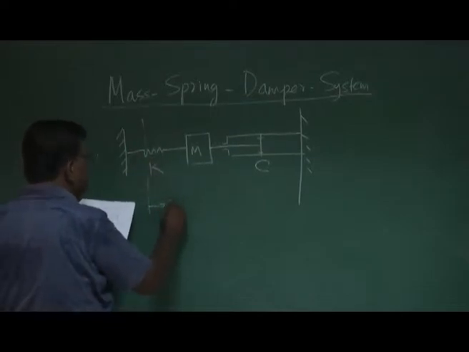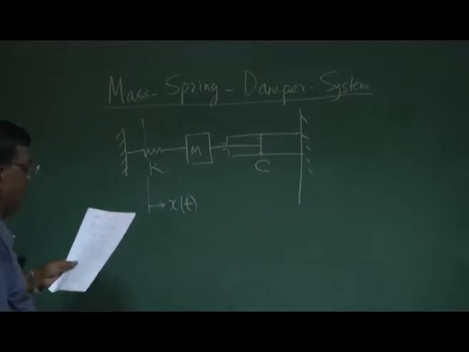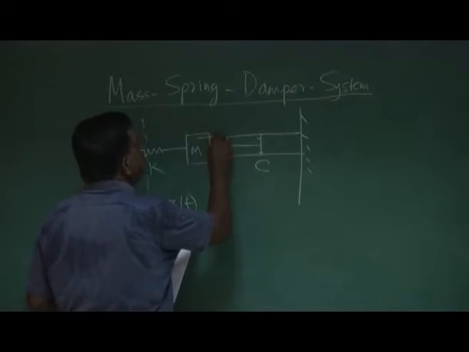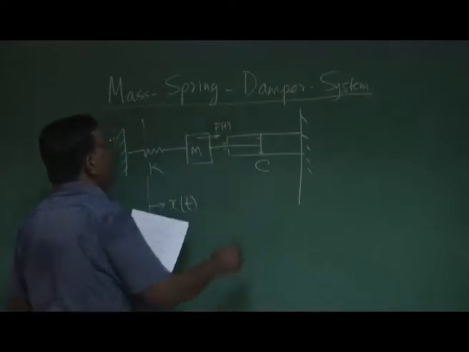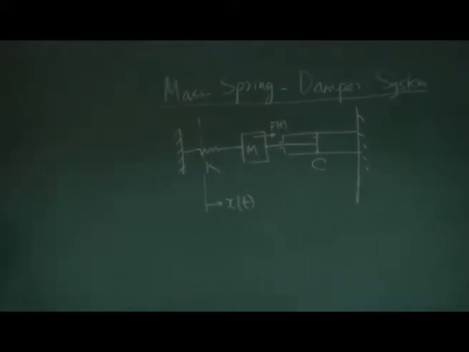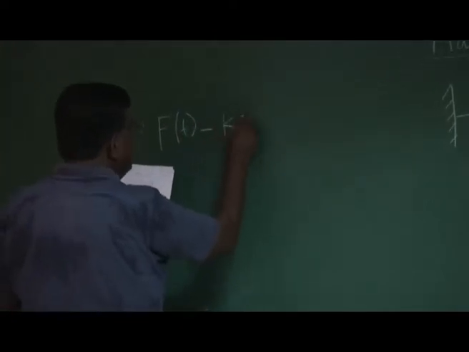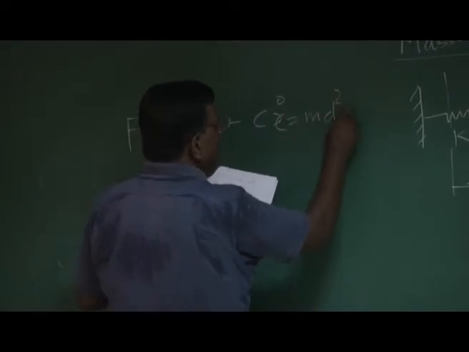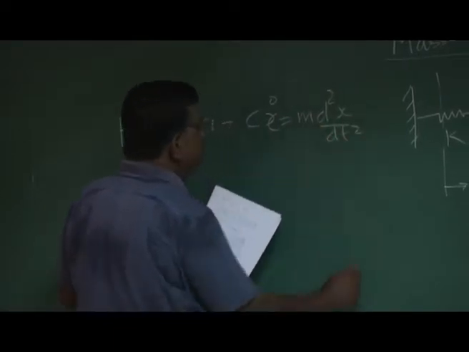Somewhere I am measuring x of t, and we understand x of t means we are talking about the displacement of perturbation about the equilibrium. The extension of the mass when I give a disturbance through f of t, and I am measuring x with respect to the equilibrium, right? And if I write the equations, I can easily show that f of t minus kx minus c x dot is equal to m d square x by dt square, right?